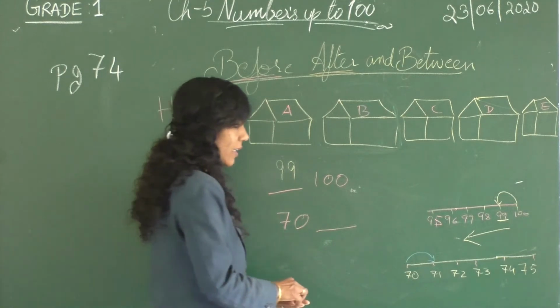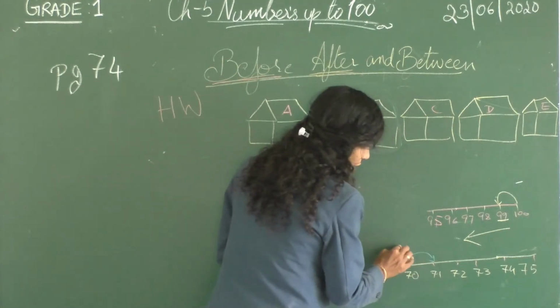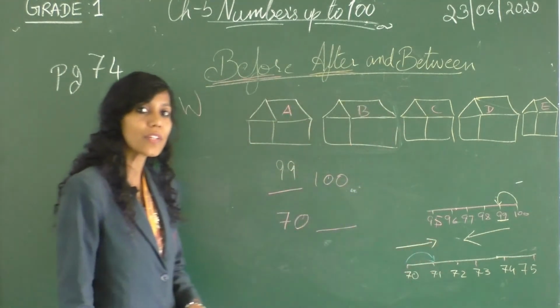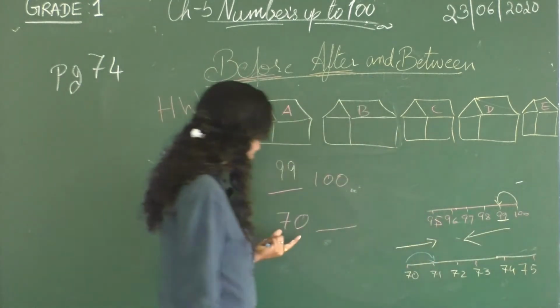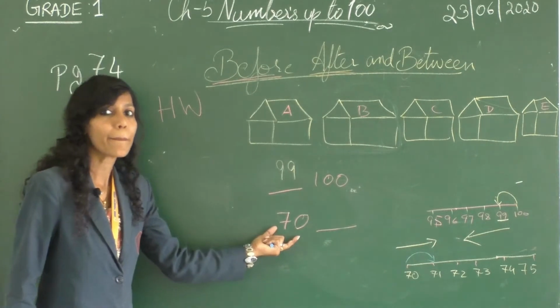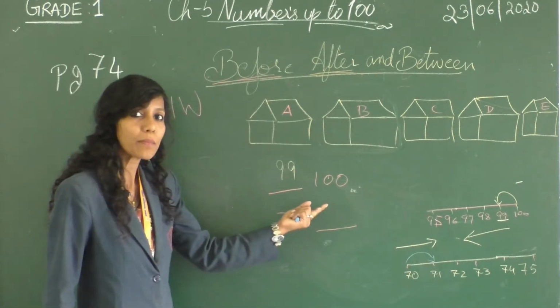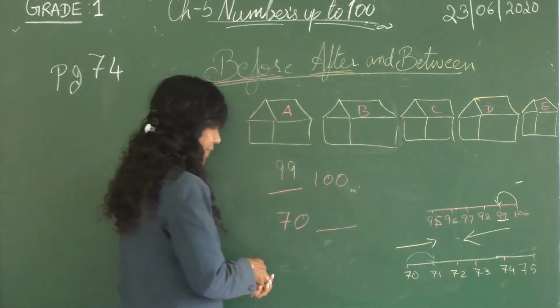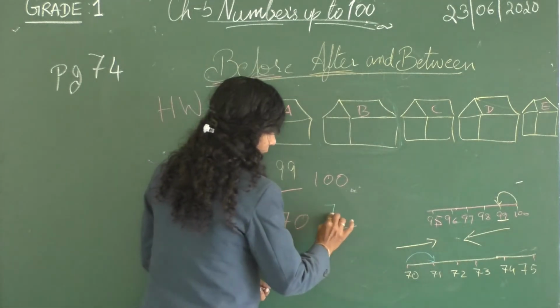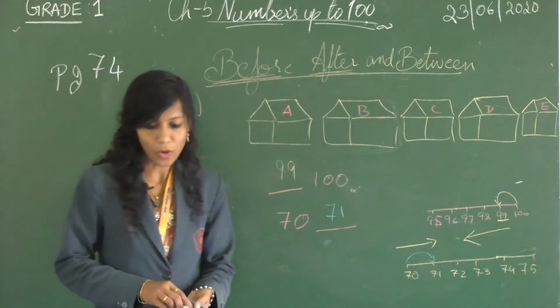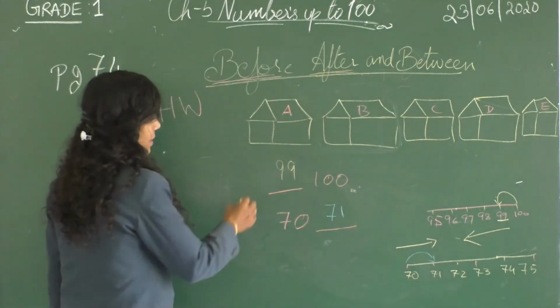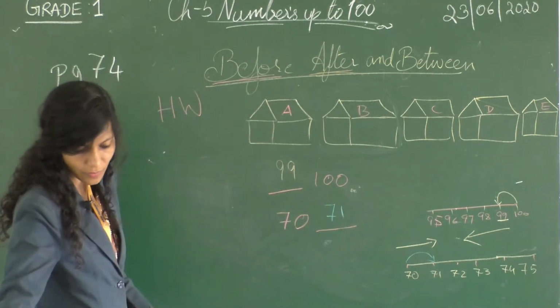So you are doing forward counting. You are doing forward counting here. You are going front. Keep going front. So the number just after 70 is 71. Now the next one is between.